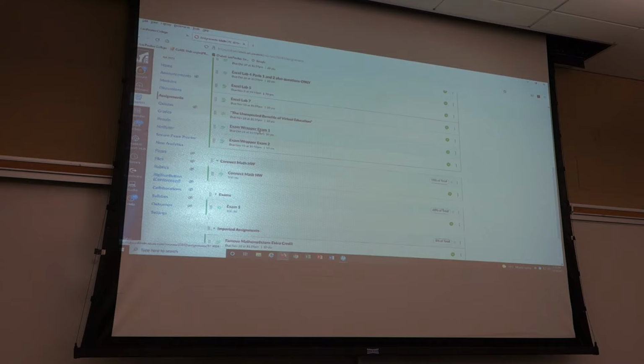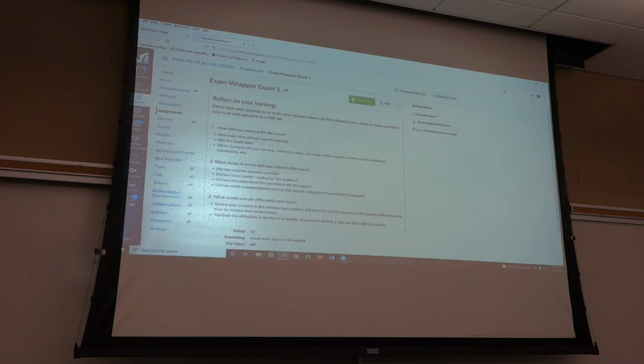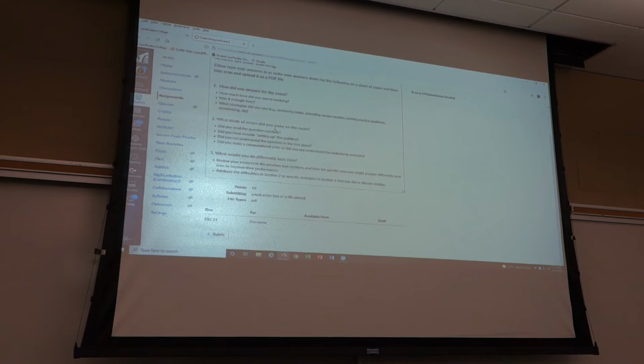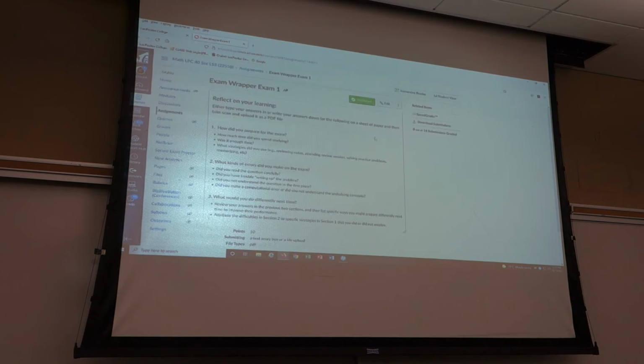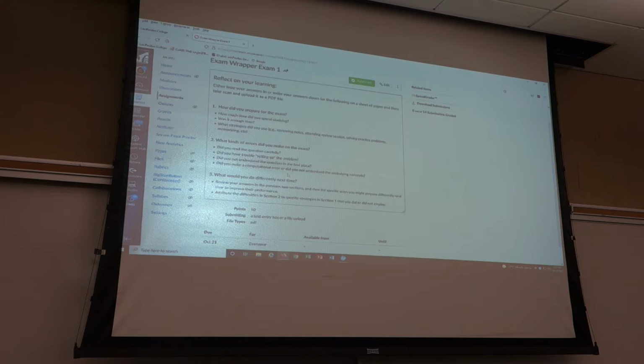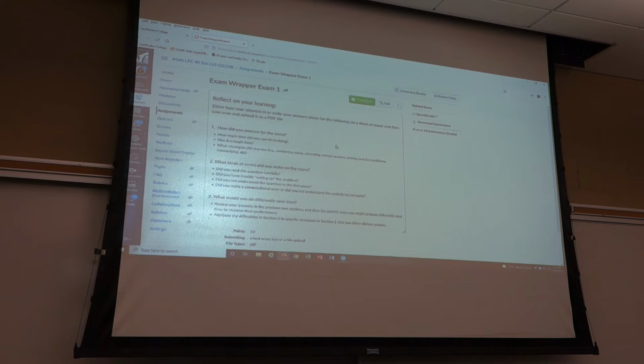So, exam wrapper 1. To reflect on your learning, right? So you can either upload it as a PDF file, or you can actually just type it right into here if you want. Either one. You can either do a text entry box or a file upload. Any questions on that part? And it is due in 2 days. It's due on Thursday, because all of you got your exams back last Thursday.